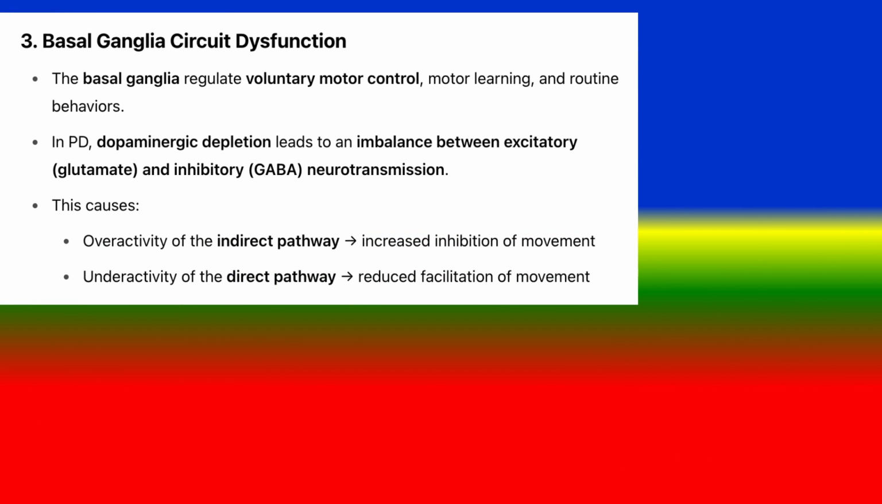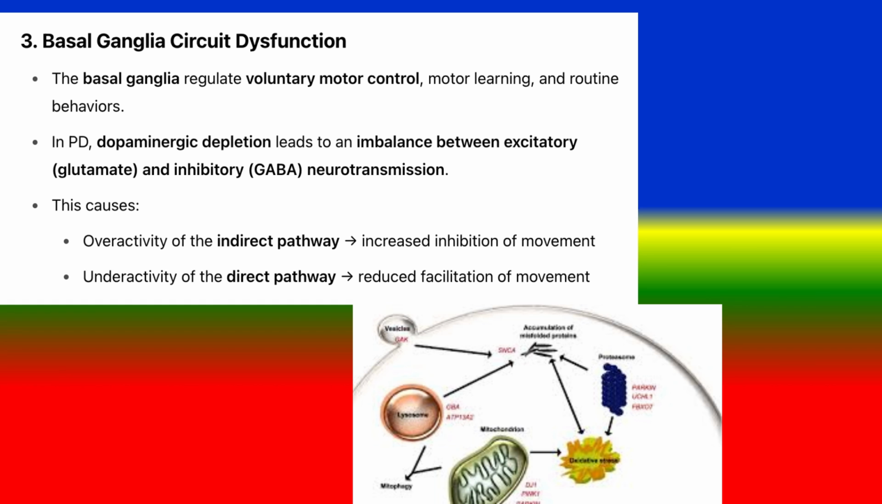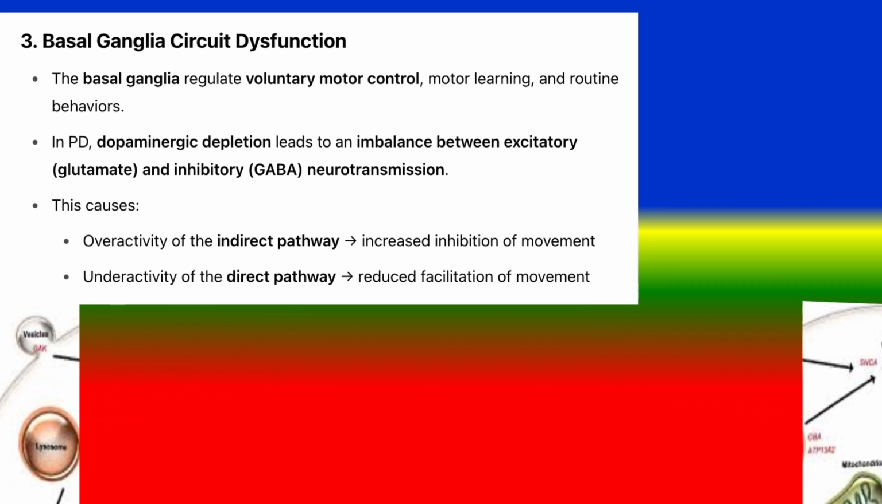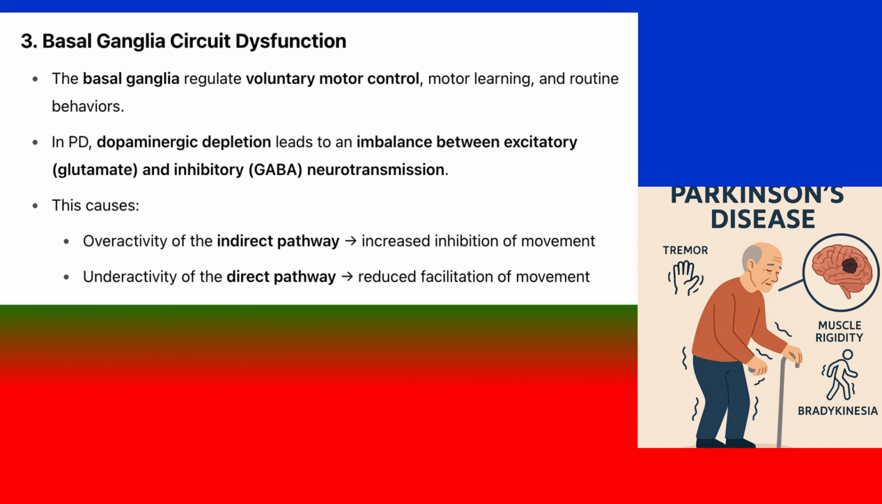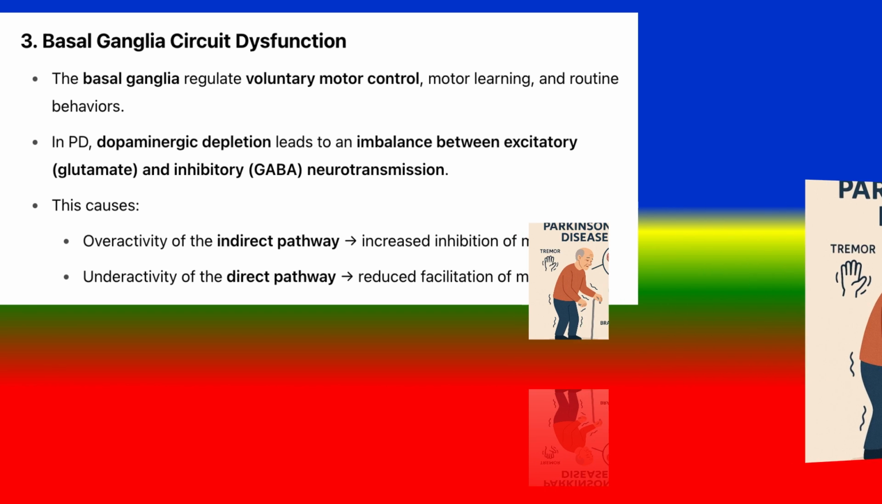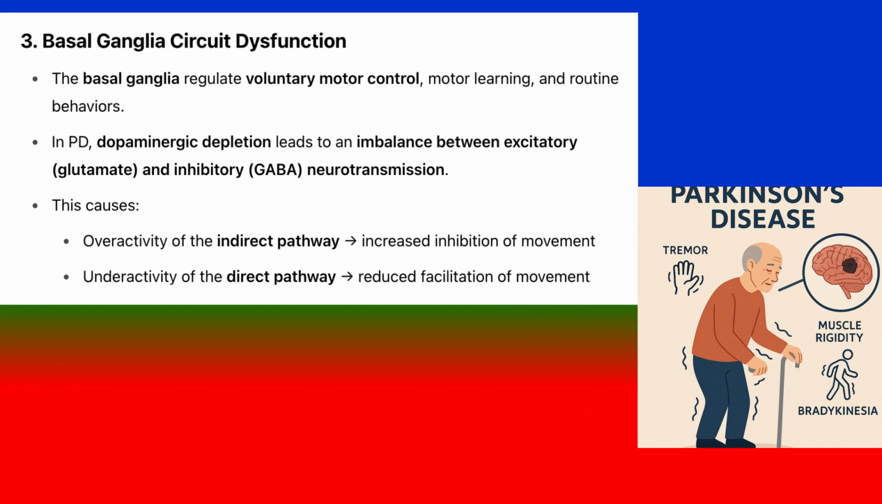3. Basal ganglia circuit dysfunction. The basal ganglia regulate voluntary motor control, motor learning, and routine behaviors. In PD, dopaminergic depletion leads to an imbalance between excitatory glutamate and inhibitory GABA neurotransmission. This causes overactivity of the indirect pathway, increased inhibition of movement, and underactivity of the direct pathway, reduced facilitation of movement.